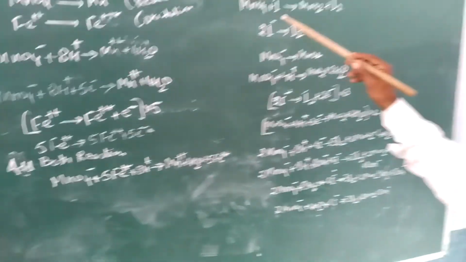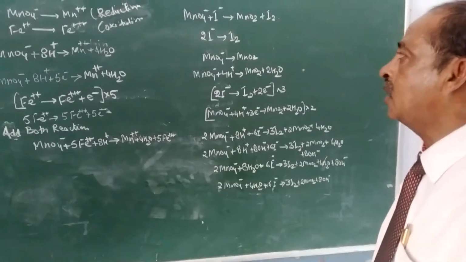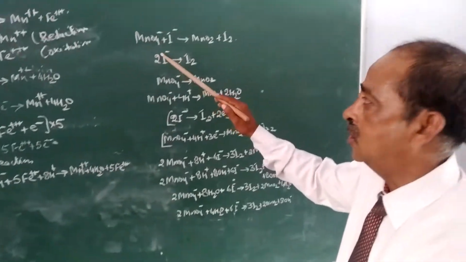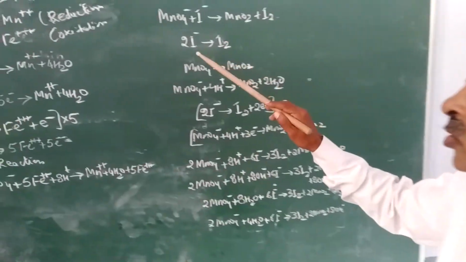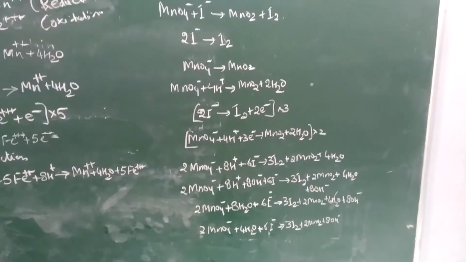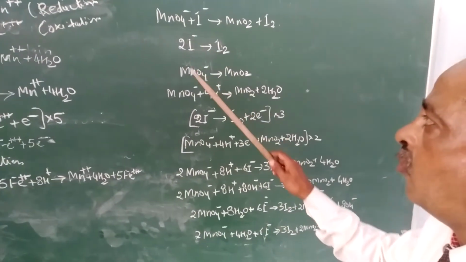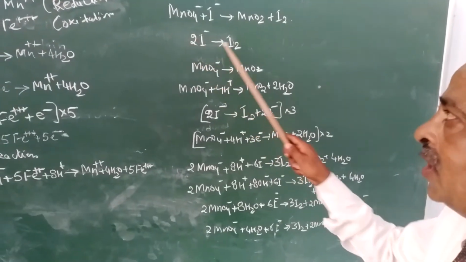Now we will come to balance this reaction in alkaline medium. MnO4 minus plus I minus will give you MnO2 plus I2, with 2I minus changing into I2. So we split the two half reactions. First rule, MnO4 minus gives you MnO2 and 2I minus gives you I2.